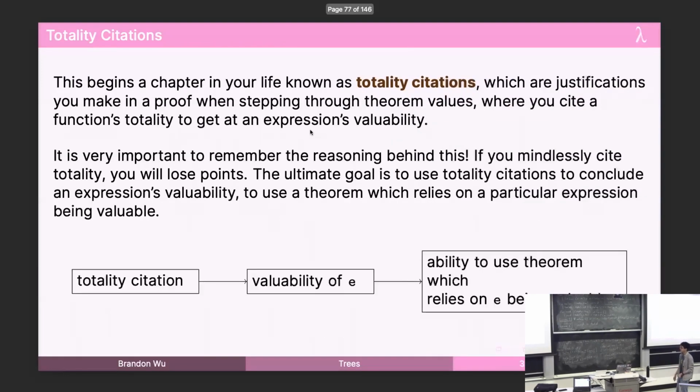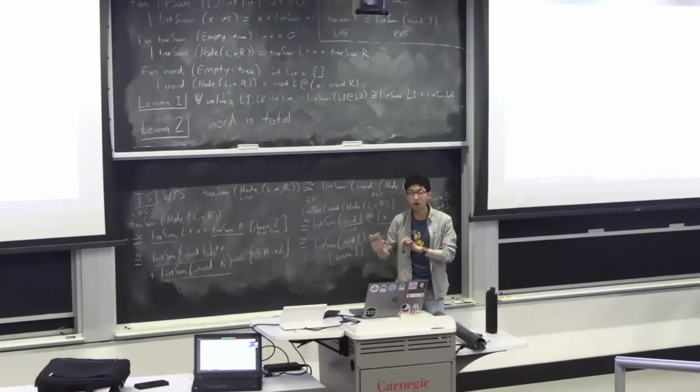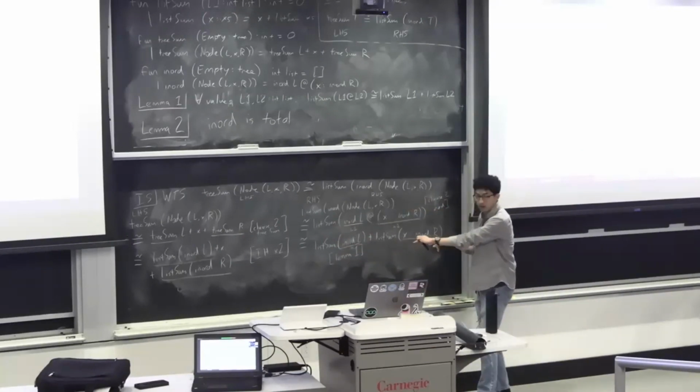So here's the picture. I want to use a theorem which relies on E being valuable. So I want valuability of E, and how do I get it? Usually via a totality citation. If this was list sum of nil, I would have no problem with you not citing totality here to step, or if both of these were nil.